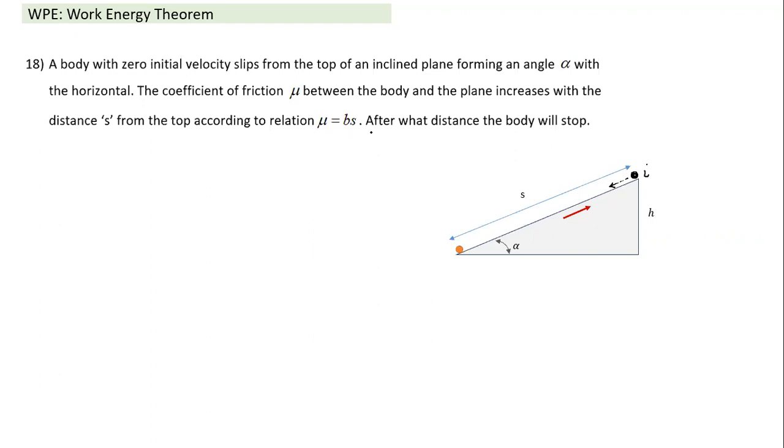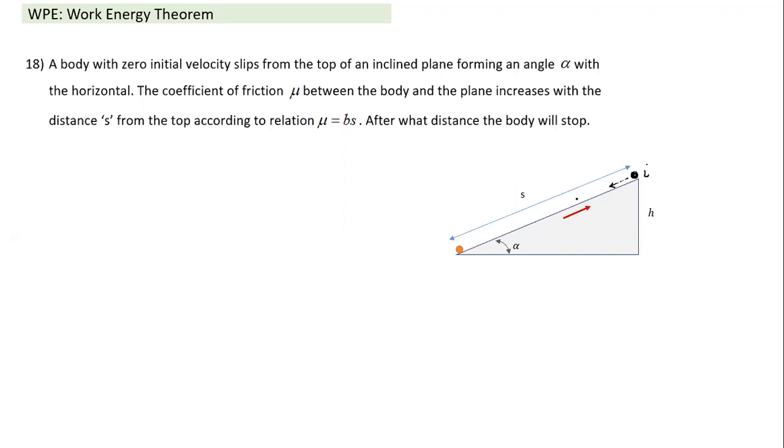As the distance increases, what is happening? The coefficient of friction is increasing. So this mu is a function of the distance from the starting point. As the friction keeps increasing, what will happen? The frictional force also will keep on increasing, whereas the downward force, which is mg sin theta, remains constant. So if this friction force keeps increasing, of course, what will happen?